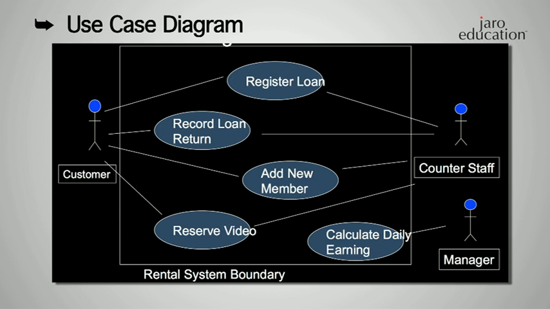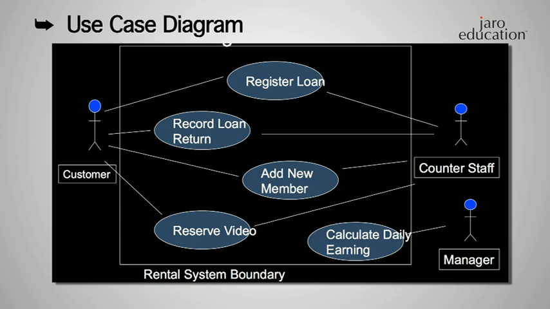Once I become a member, I can register a loan. So I can take a video, a DVD or something on rent, go home, watch it. I'll come back the next day and return it. So that's the record loan return. So these are different use cases. I can also reserve a video. A new movie is coming up, so I will tell the counter staff to reserve this video for me.